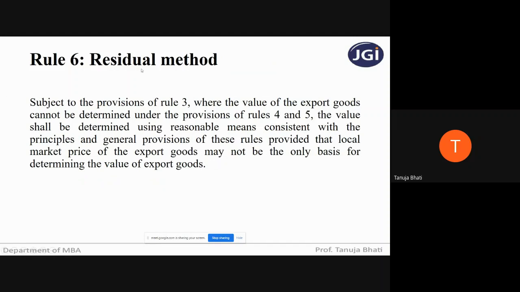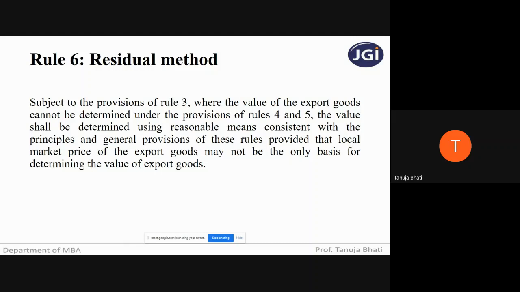Next, rule number 6 is the residual method. Now, the residual method is a method where, as we have already seen, you will use reasonable means. Suppose you cannot determine the value under rule number 3 to rule number 5. So, based on whatever provisions we have seen for export goods, the exporter has to use some reasonable, consistent basis on which he has to calculate the value.